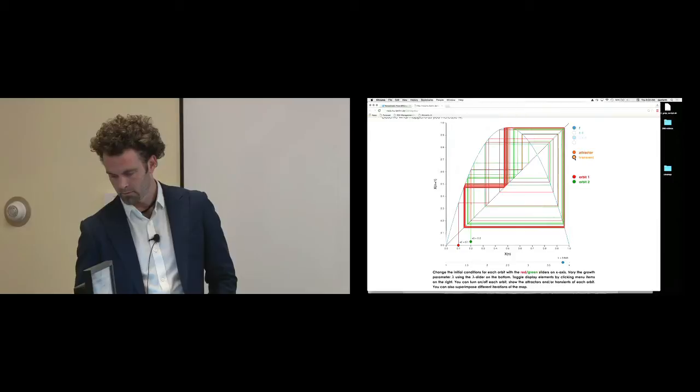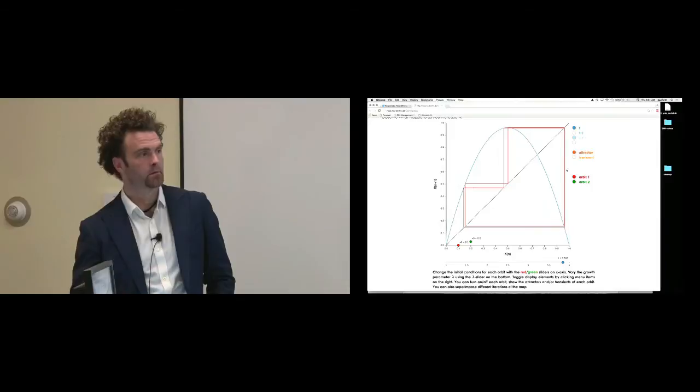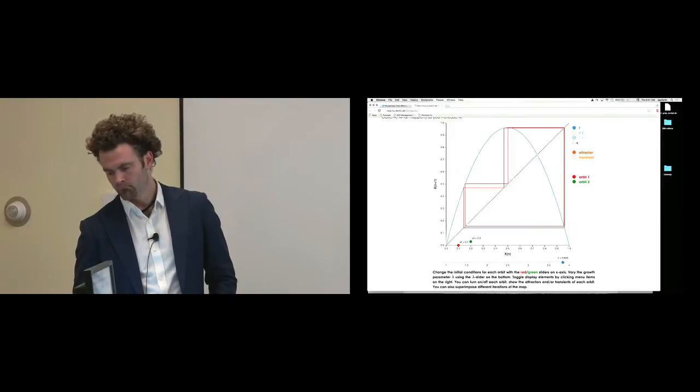And the green curve would do the same thing. It would ultimately end up doing the same thing. And this period 6 orbit would go to period 12. Cool. Questions?